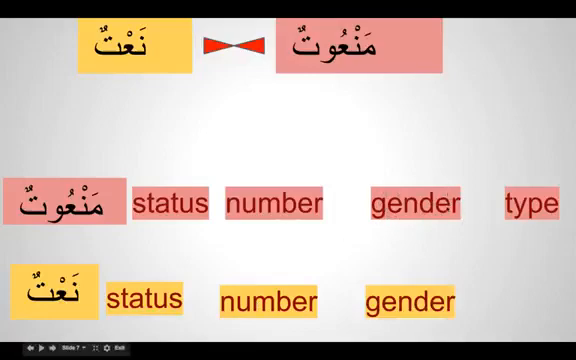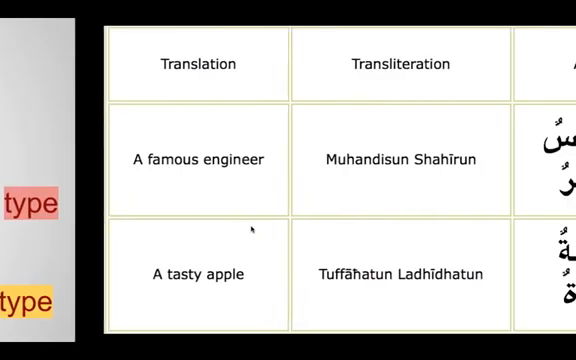If the man'ut, the noun, is feminine, the naat will also be feminine. And finally, if the man'ut is indefinite, the naat will also be indefinite. So it copies everything. It will copy its status, its number, its gender, its type. If you see two nouns matching in all these four characteristics, then we know one is naat and the other is man'ut. Let's do some examples, inshallah.